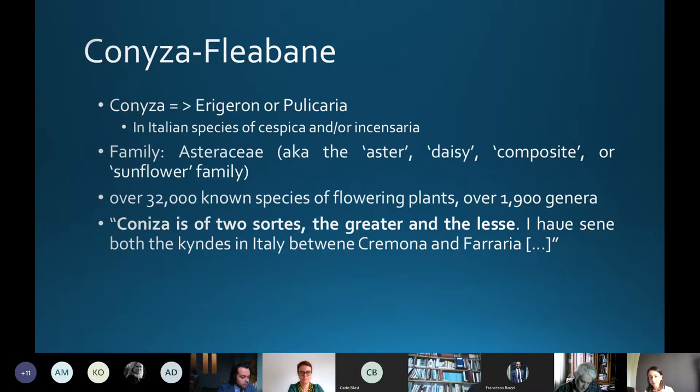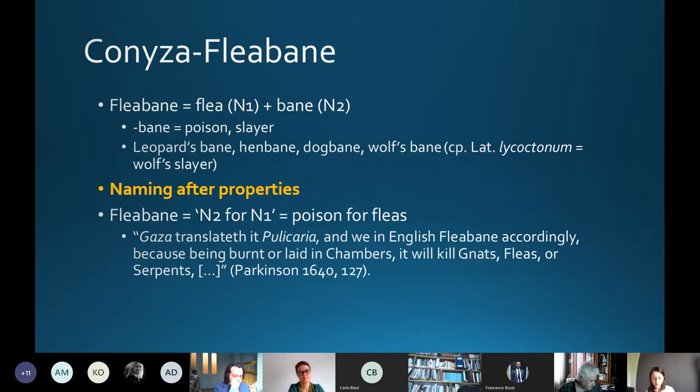And I will keep on referring to it as Conyza, even though this term may be wrong by modern standards, because this is the word we find in our sources. But again, we're probably talking about Erigeron or Pulicaria or varieties of them. In English, the term fleabane, coined by Turner, is still used as a name for various plants. We have tall fleabane, blue fleabane, etc.